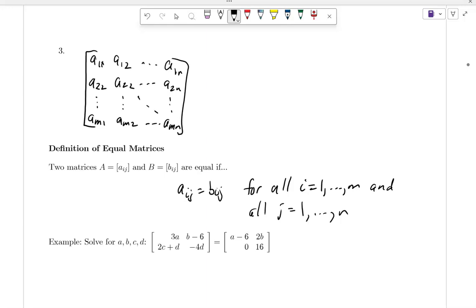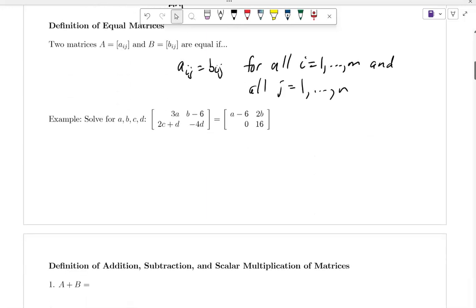So the only way that the matrices can be equal is if all of their entries are equal. And of course, the only way that can happen to even start with is if they have the same dimension. All right. This is a quick example of this.